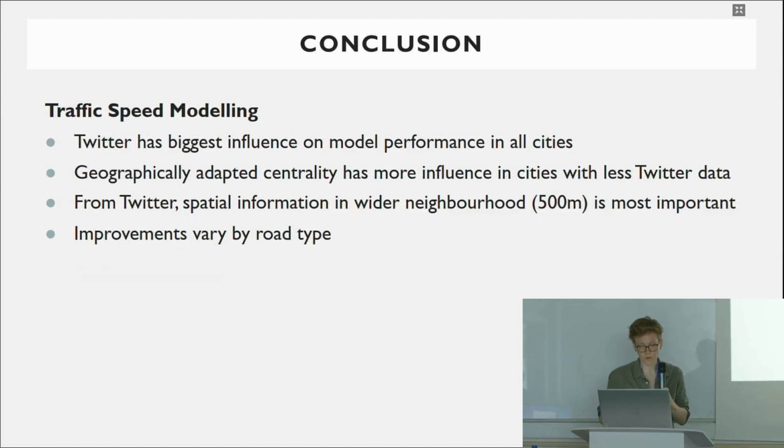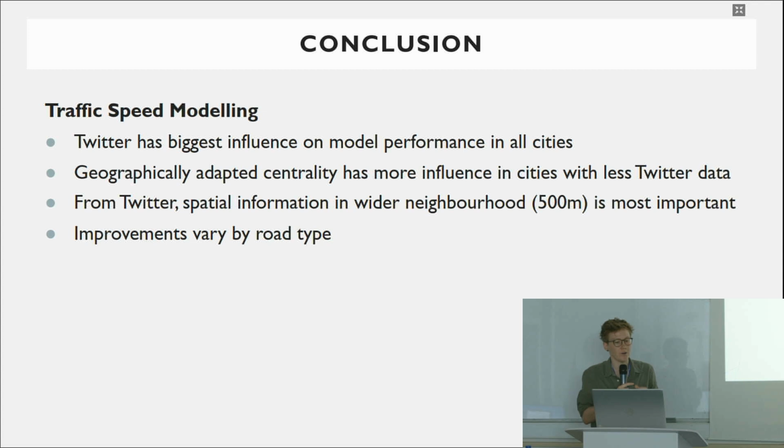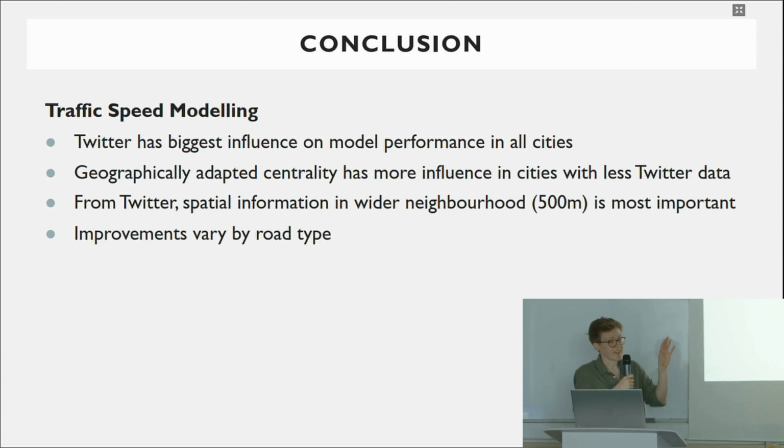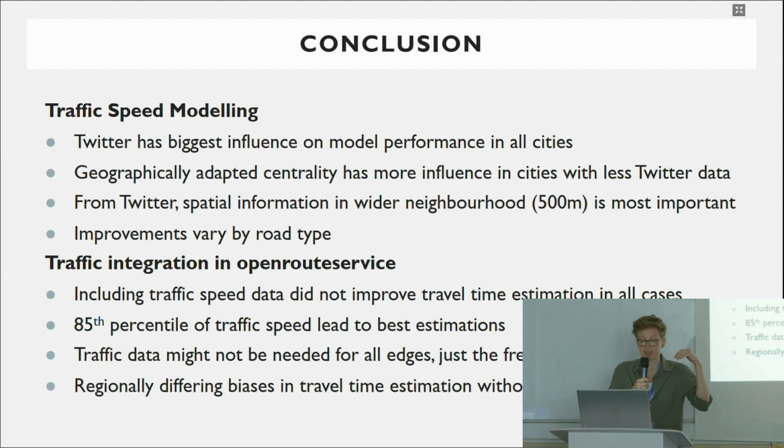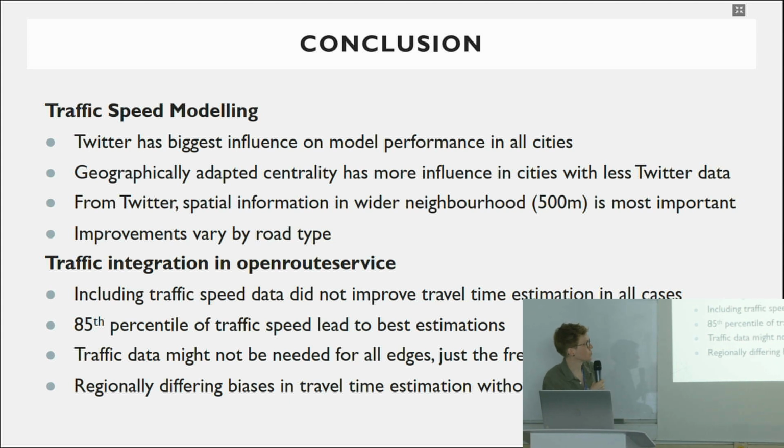So concluding traffic speed modeling, what we learned, first of all, Twitter has a big influence on the model performance. Also, the geographically adapted centrality does improve the model, especially in cities with not much Twitter data. From Twitter, the spatial information in the wider neighborhood is most important, and the improvements vary by road type. Then the traffic integration showed that the traffic speed data did not improve the travel time estimation in all cases. And if it did, the 85th percentile was the best choice to use.